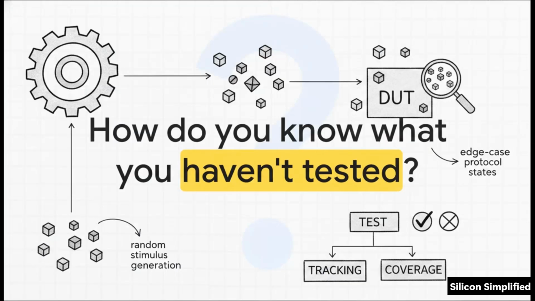So here is the million-dollar question in hardware design. How do you actually know what you haven't tested? UVM gives us these incredibly powerful tools, right? Like constrained random stimulus generation. But honestly, using that without tracking is like throwing darts blindfolded. You might throw a million, maybe even a billion darts into your device under test, but unless you take off that blindfold, do you really know if you hit the bullseye? How do you know your randomizer didn't completely skip over a critical protocol state?